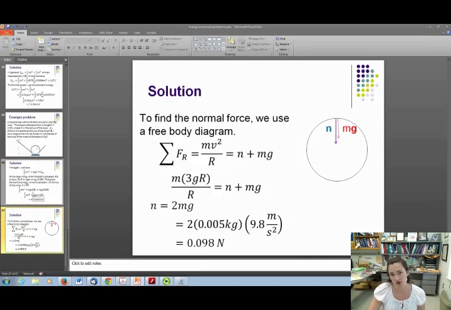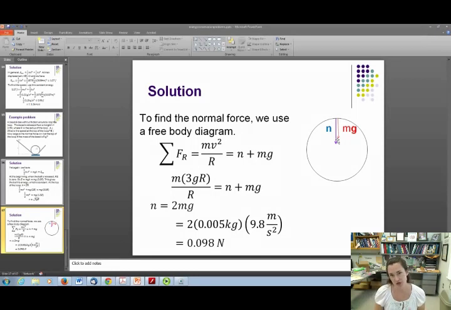Now to find the normal force, I can't use energy conservation. I have to use the free body diagram approach from the circular motion information that we learned earlier. At the top of the loop, I have two forces acting on the bead. I have the normal force, which is pointing downwards, because the loop is up here and the bead is here. So the loop pushes downwards on the bead to hold it in that circular path. And then I also have gravity acting down.